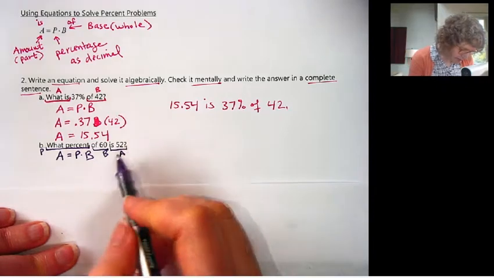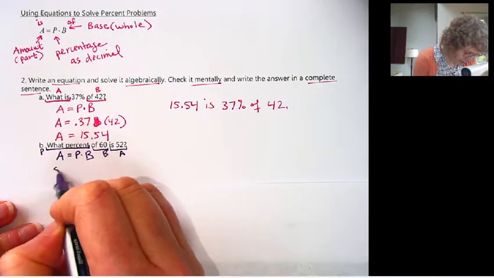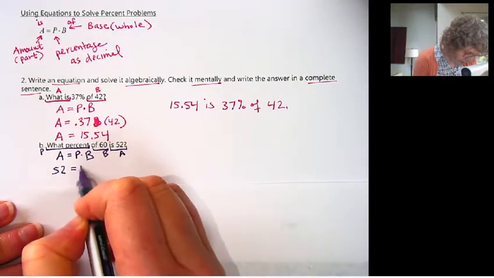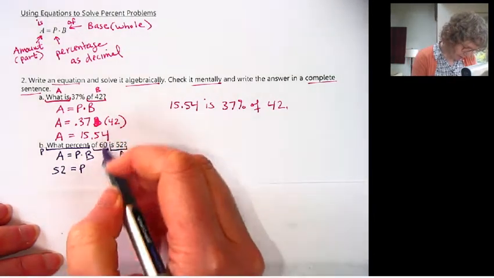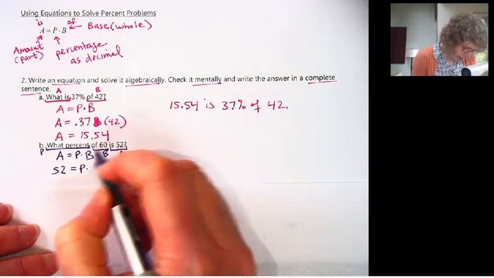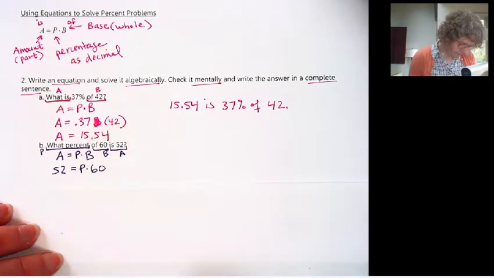Okay, so let's plug these in now. We know our A is 52. We don't know P, so that's why we're going to keep the letter there, the variable there. And our base is 60.